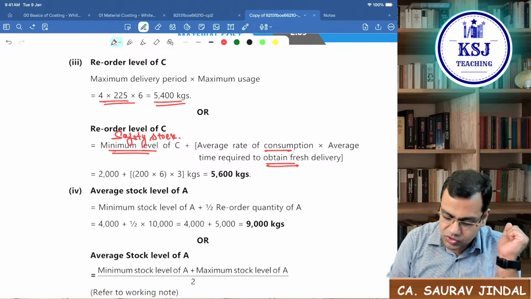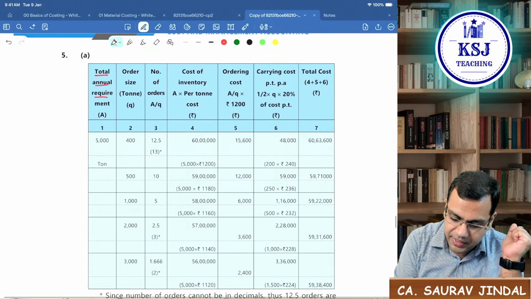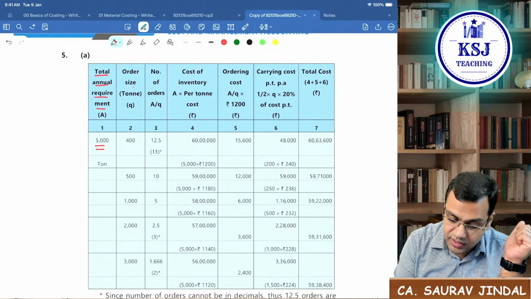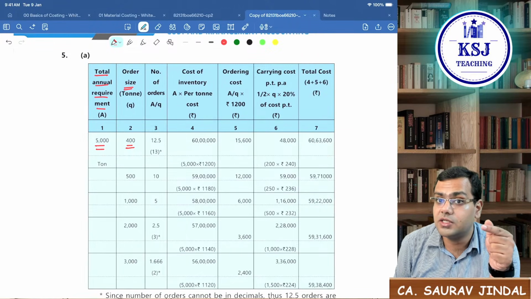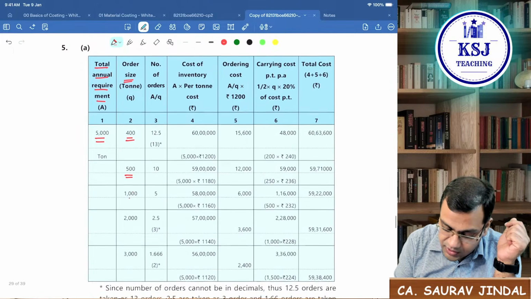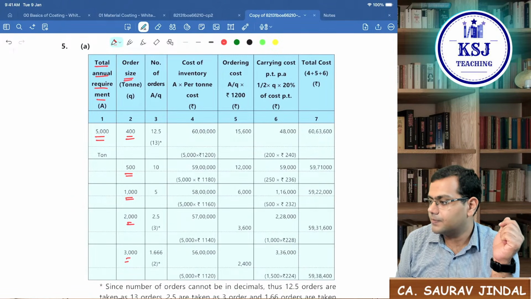Okay, let's see. So at the different levels they have calculated. See here, the total annual requirement is 5,000 tons. Now different order sizes they have taken. Order size 400, then what will be the total cost? If the order size is 500, then what will be the total cost? If it is 1,000, what will be the total cost? 2,000 cost, 3,000 cost.